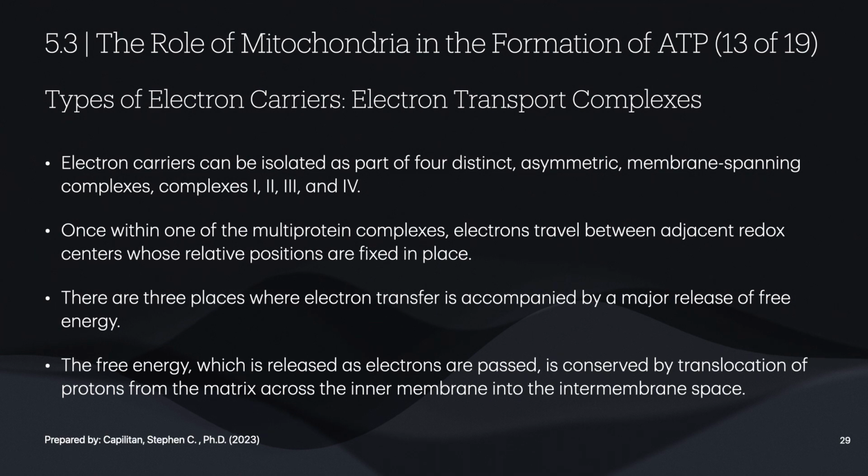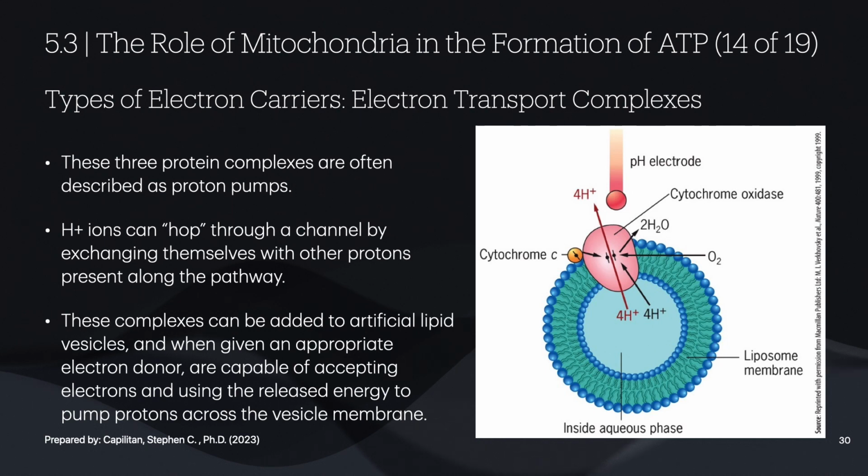The free energy is released as electrons are being passed. It is conserved by the translocation of protons from the matrix across the inner membrane into the intermembrane space. These protein complexes are also described as the proton pumps. Hydrogen ions can hop through the channel by exchanging themselves with other protons that are present along the pathway.